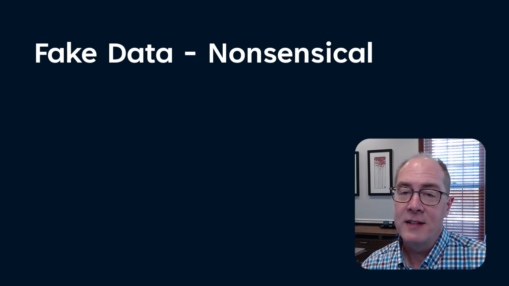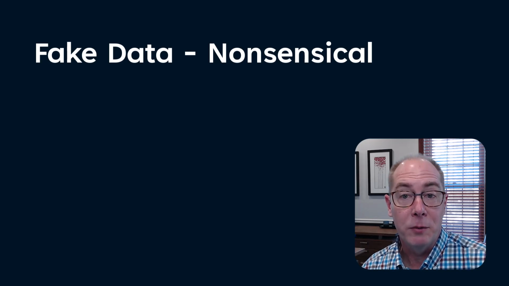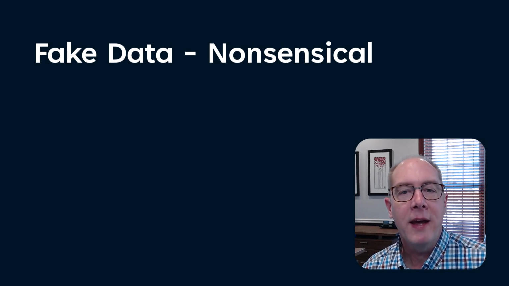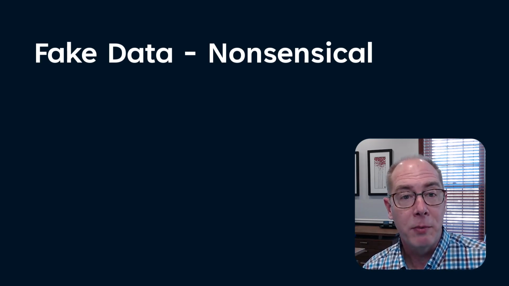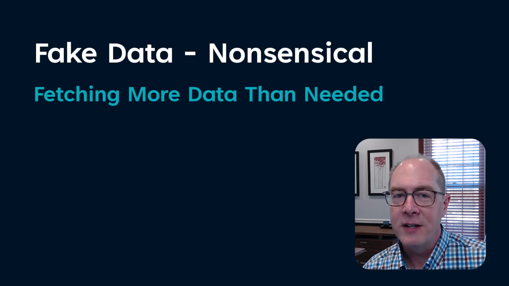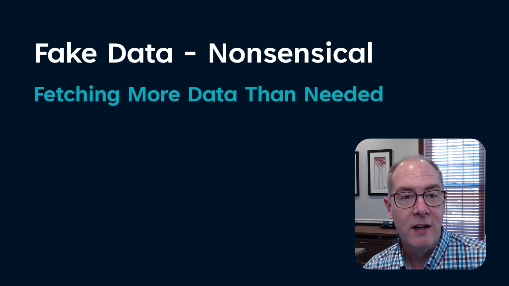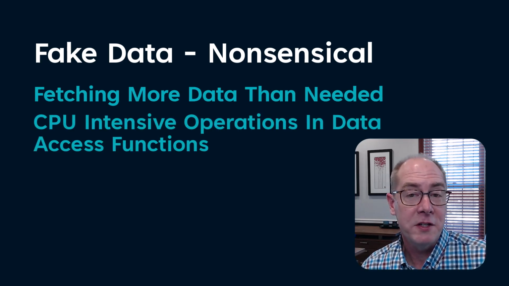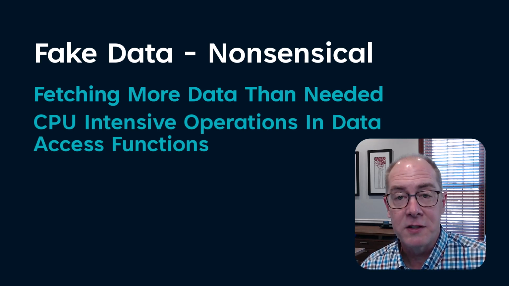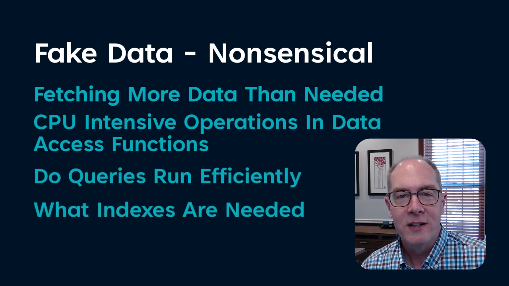Fake data is nonsensical. It's the situation where you would populate a first name field with a GUID. And it would be a pain to try to test a contact management program where all the names were GUIDs, but it would be perfectly fine to warn you that an application is fetching more data than it needs to. Are there CPU-intensive operations occurring in the middle of data access functions? Do queries run efficiently? What indexes are needed? Do you need a schema redesign to improve performance?